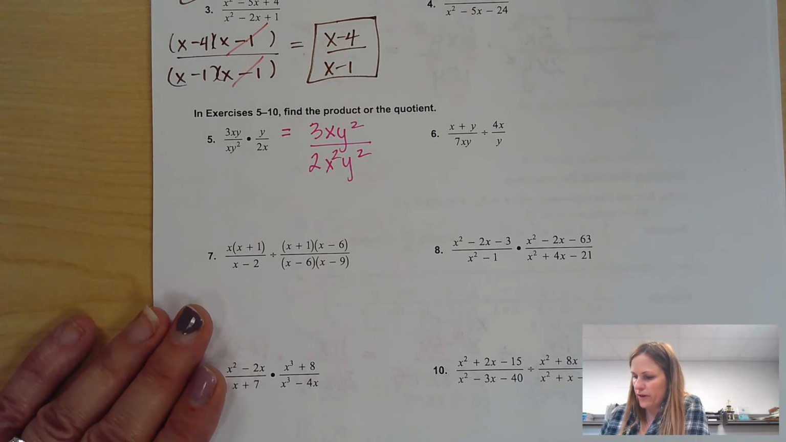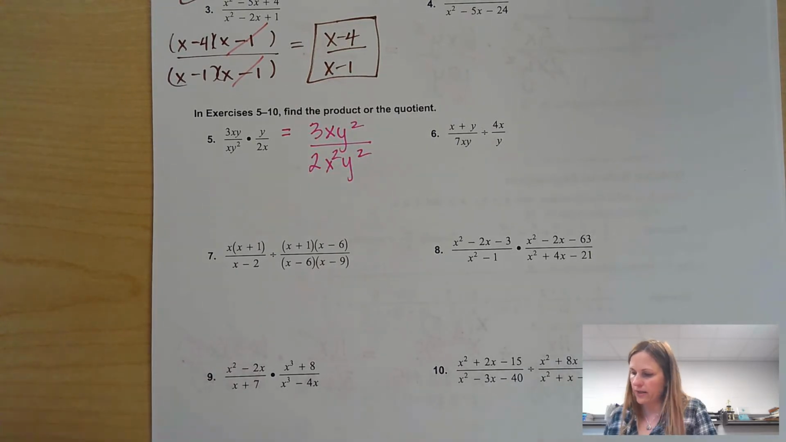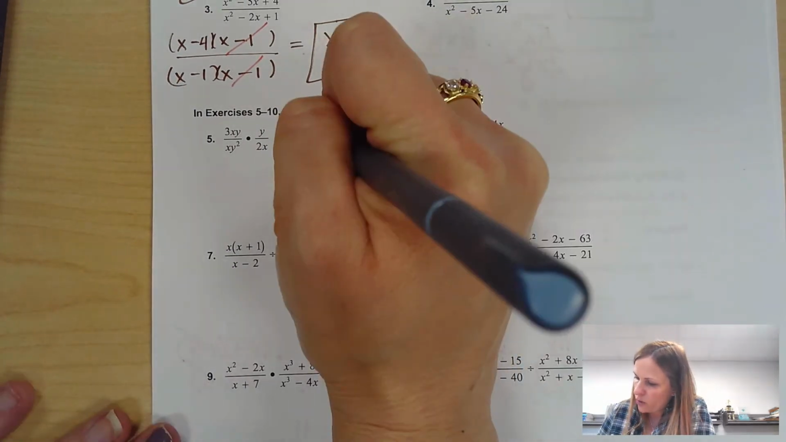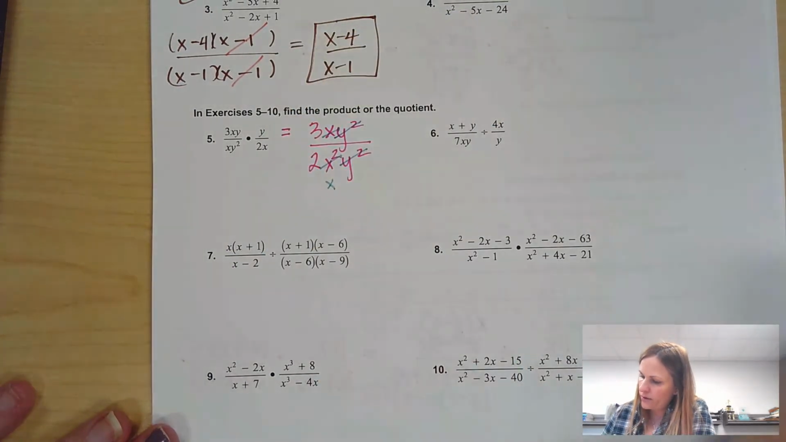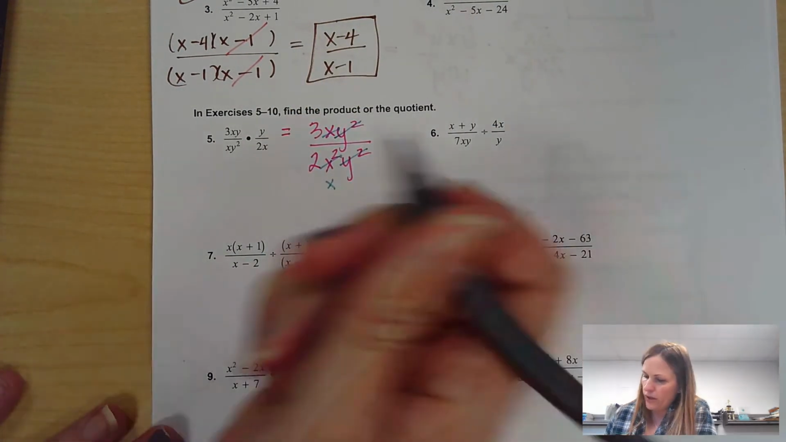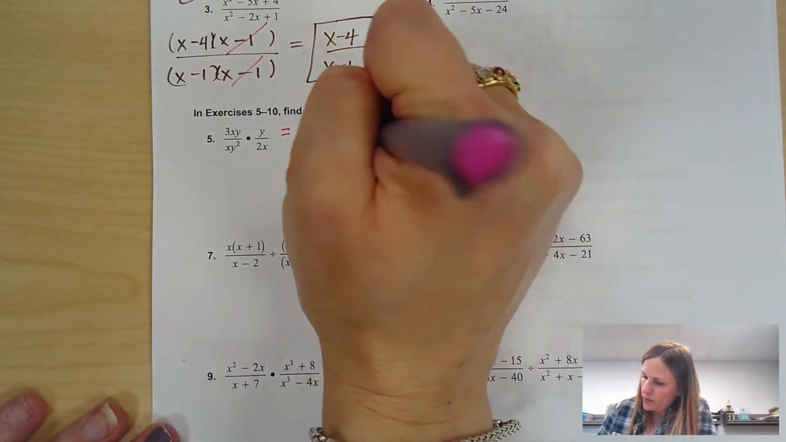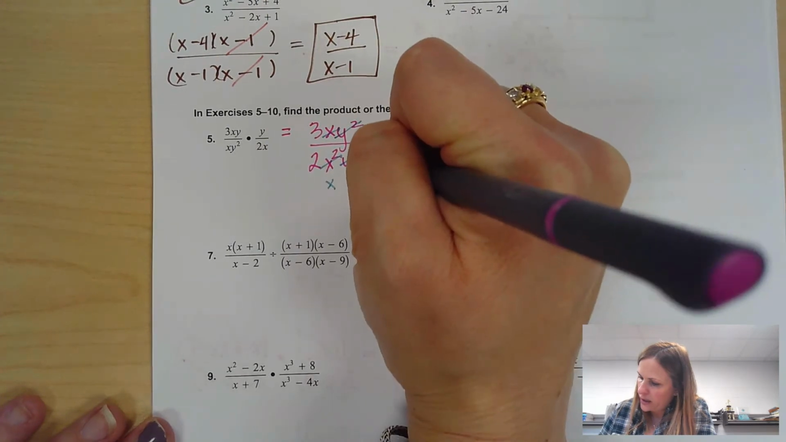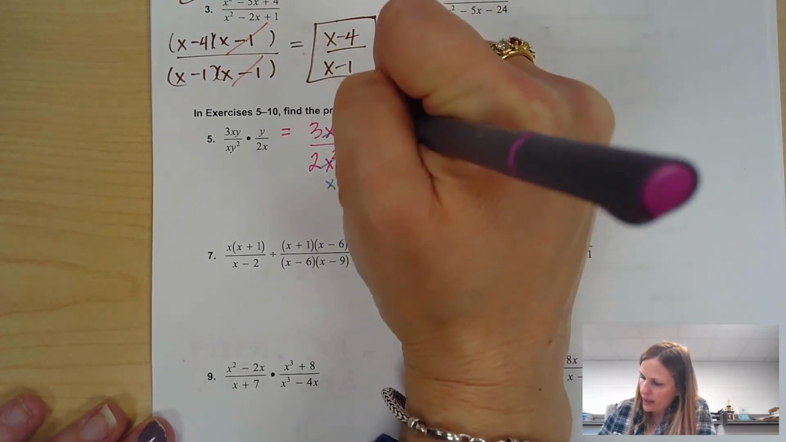Just make sure you follow along and you're not skipping anything. Now you can cancel. My y squareds would cancel. One of my x's would cancel. And then 3 over 2 can't be reduced. So my final answer would be 3 on the numerator, and it looks like 2x on the denominator.